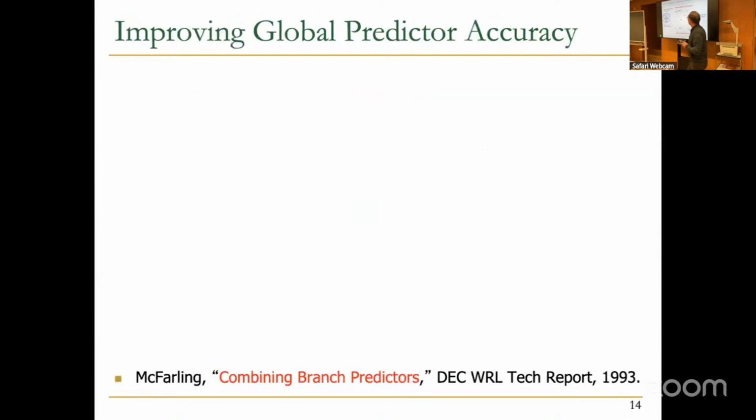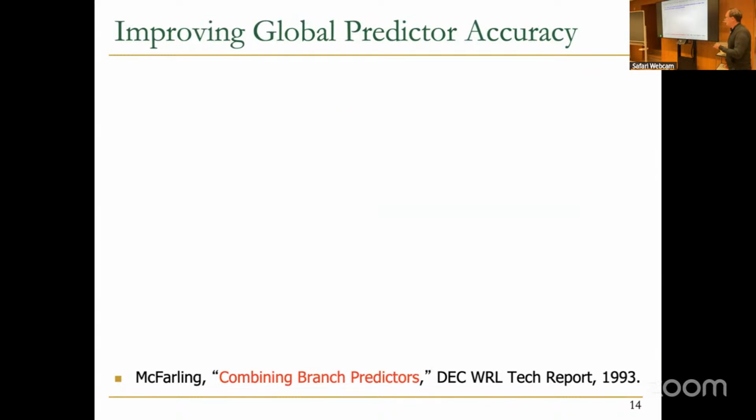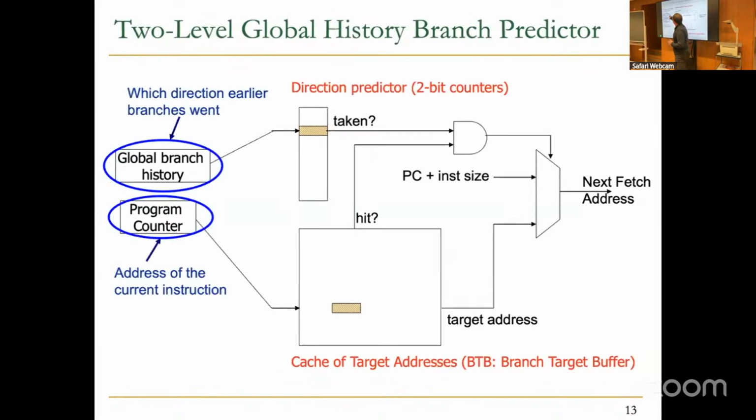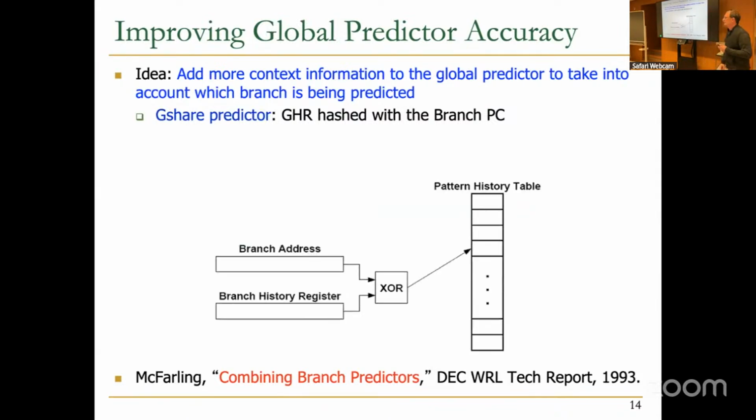And people quickly figured out that doing that is a good idea also, in this beautiful technical report by Scott McFarling, who actually went on to design a lot of Intel branch predictors afterwards. Basically, the idea is to add more context information to the global branch predictor to take into account which branch is being predicted. Indexing the direction predictor using global branch history doesn't give you that context information. So this person wanted to add the context information. And how do you add that? Basically, you take the global history register and hash it or XOR it with the branch PC. It's as simple as this.